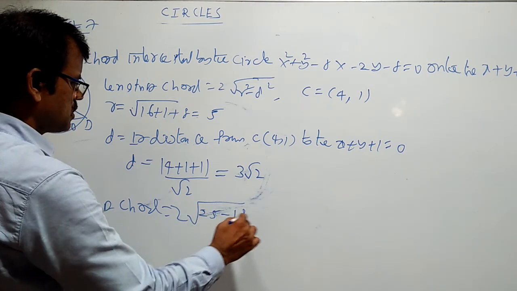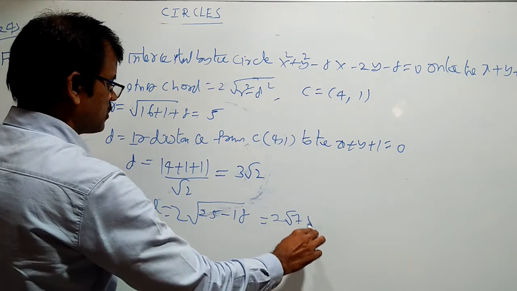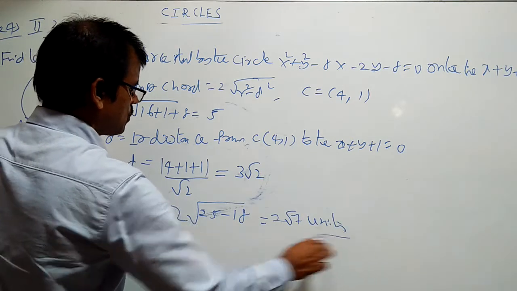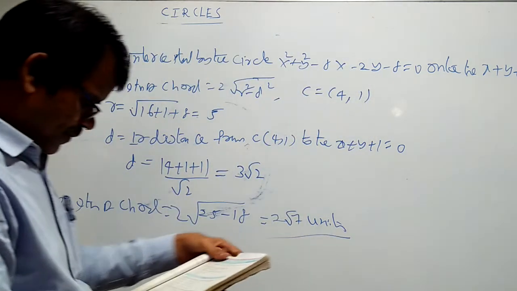3 root 2 whole square, 18. So 25 minus 18 equal to 2 root 7. So length of chord equal to 2 root 7 units. In this way you do another sum also.